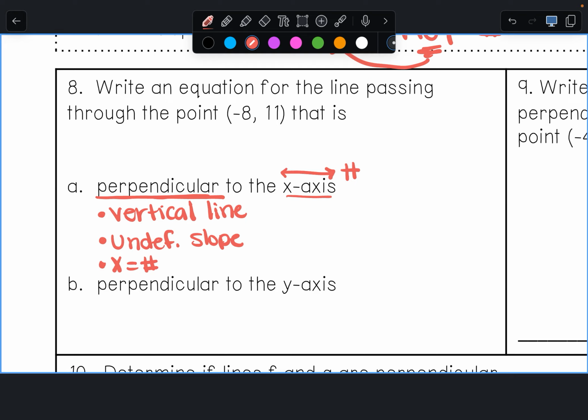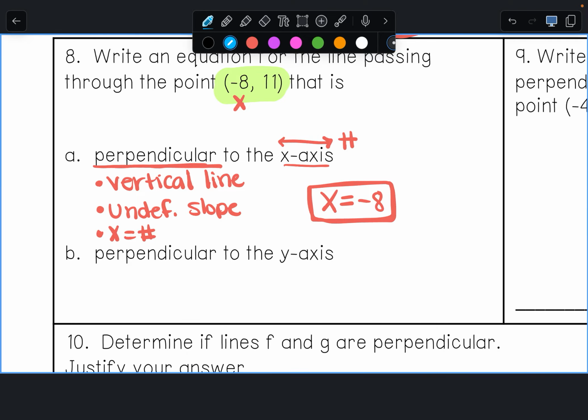So since we're writing the equation, my answer should be x is equal to a number. Now look at your point. x is equal to which one of these numbers? Negative 8. So that's the equation. x equals negative 8. Okay.